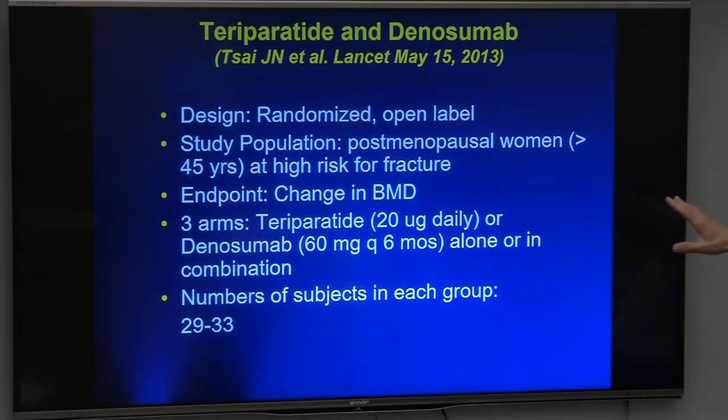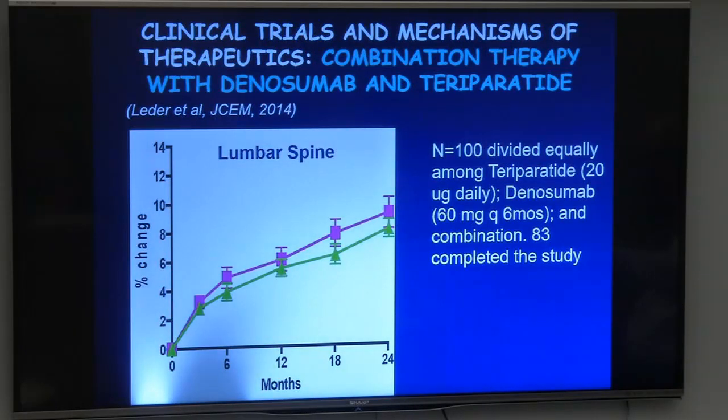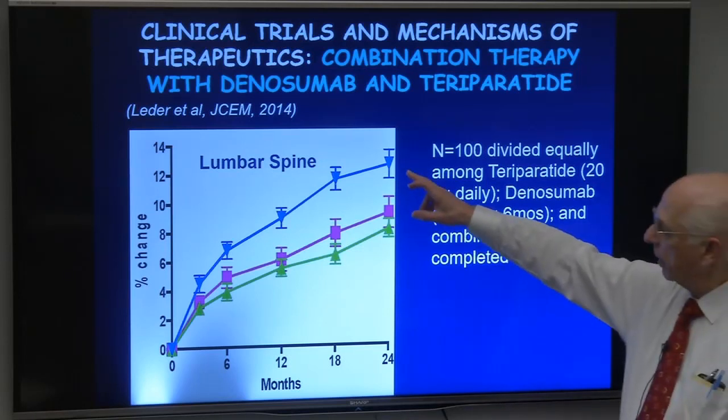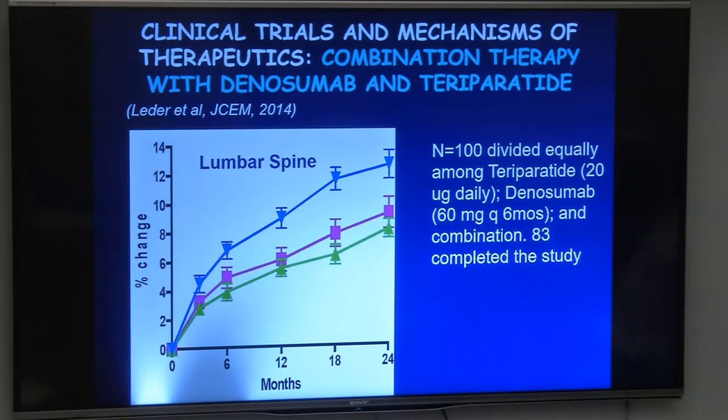Randomized open label, change in bone density was the initial endpoint. These are the arms, and small number of subjects. So in the pink is Teriparatide. In the green is Denosumab. And in the blue is combination. And this is the change in bone density over 2 years. And you're getting up to like 14% in 2 years.